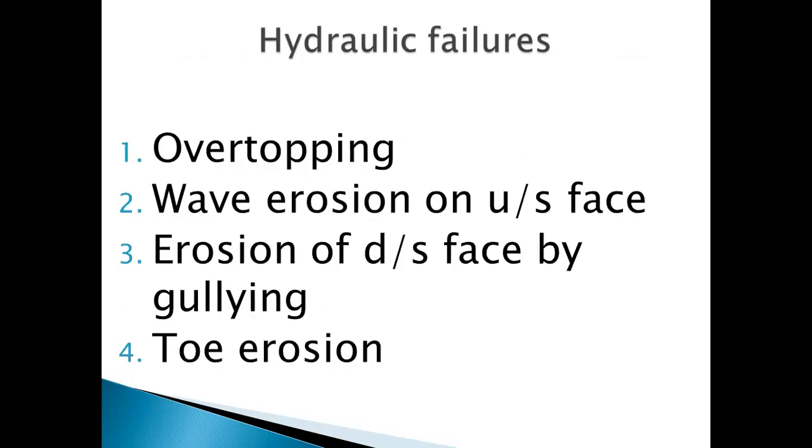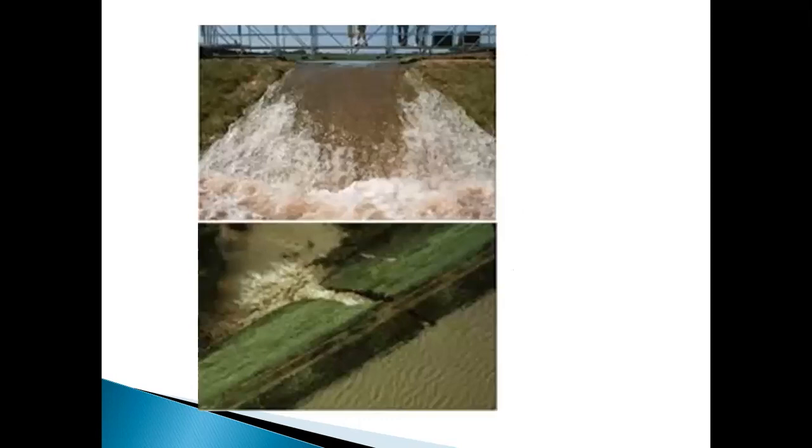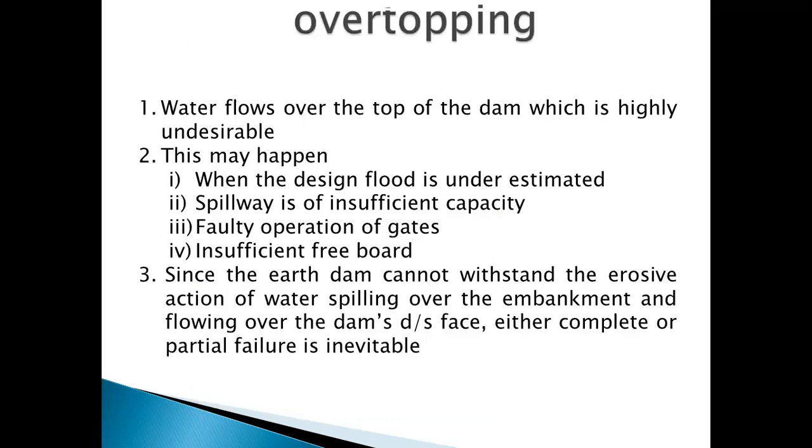First we will discuss overtopping. What is overtopping? The name itself represents overtop. That means water will flow from the top of the earth dam. Then automatically, due to high pressure, the dam will collapse. That is called overtopping.